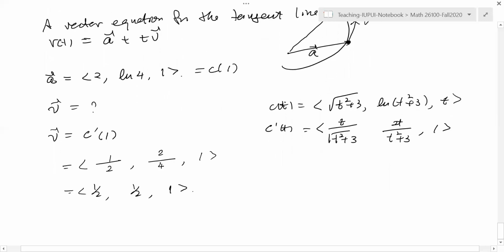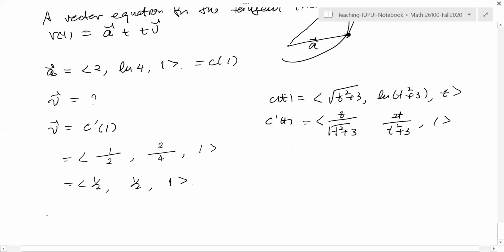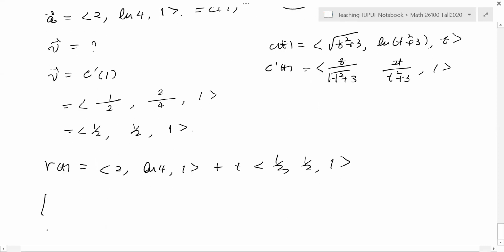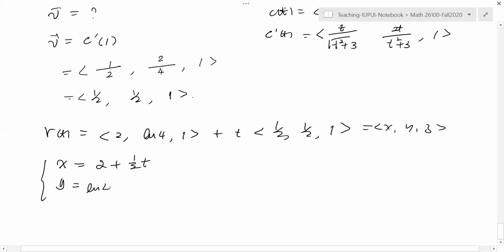Once you have figured out the tangent vector, you can write out the equation. That is again (2, natural log of 4, 1) plus t times (1/2, 1/2, 1). Now, this is a vector equation for the tangent line. Then the parametric equation would be x equals 2 plus half of t. You can combine them: x, y, z. So y is going to be natural log of 4 plus half of t, and z is going to be 1 plus t.